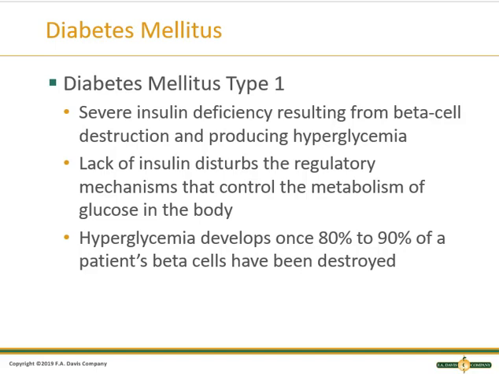So let's talk first about type 1, and this is a severe insulin deficiency resulting from beta cell destruction, which produces hyperglycemia due to altered metabolism of lipids, carbs, and proteins.